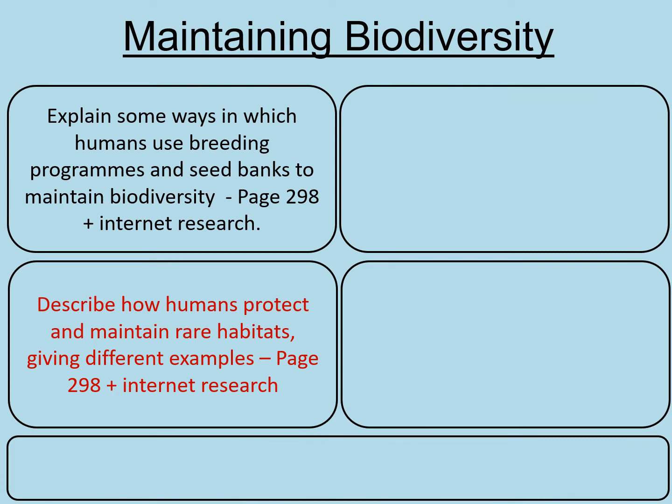So I've talked about heathland, but there are other rare habitats that you might want to look at, such as coral reefs or rainforests. So for the next section of your poster, I want you to describe how humans protect and maintain rare habitats, giving different examples. So don't use the heathland example, try and find something else. And again, if you want some support with that, you could look at page 298 and do some internet research. So pause the video, fill this section of your poster in, and press play when you're ready.